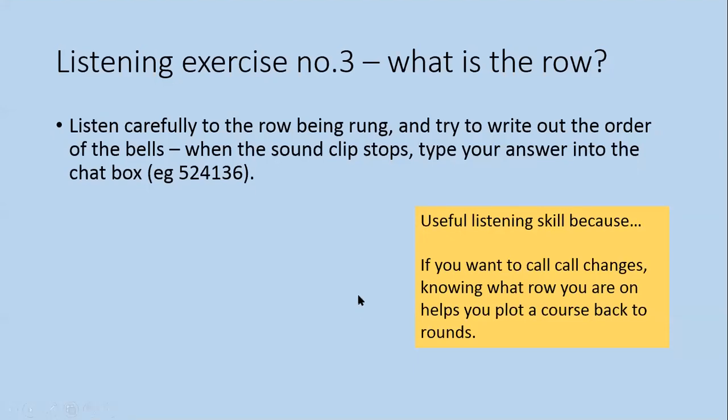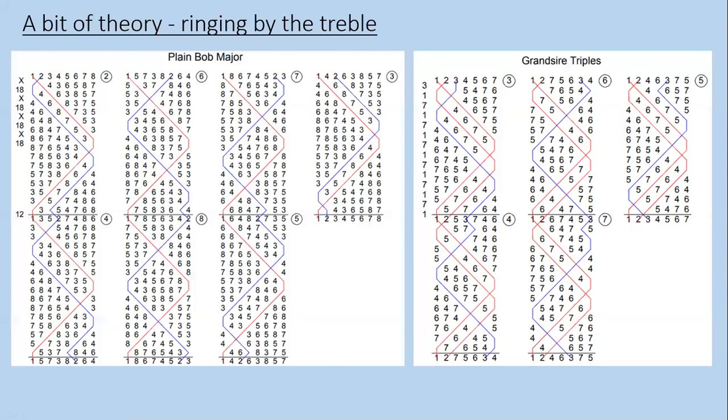What I thought we'd do then is just give our listening ears a rest for a moment and have a little look at a short bit of theory for just a minute or two about methods that you can ring by the treble. This is sort of taken from a training session I did in April about how to learn a method, which some of you were at, where I pointed out that certain methods have some really, really strong structural features that are based on where the treble is in the change.